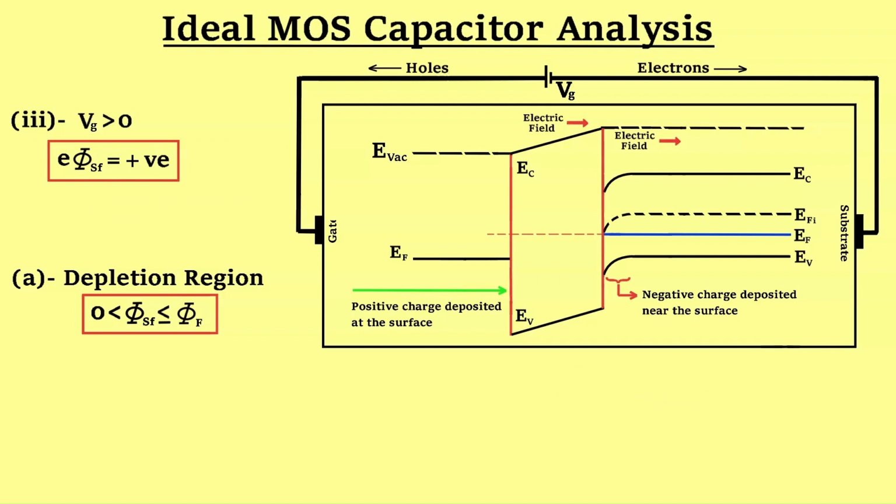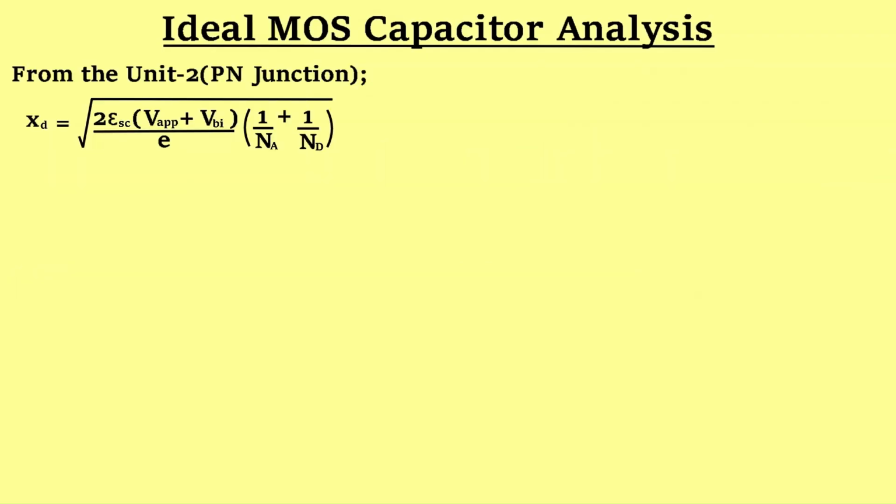When the surface potential is greater than 0 and smaller than or equal to Fermi potential, then the MOS capacitor is said to be in depletion region. The area within the semiconductor which is depleted of charge carriers is referred to as depletion width. In the second unit of p-n junction, we also derived the formula for depletion width.